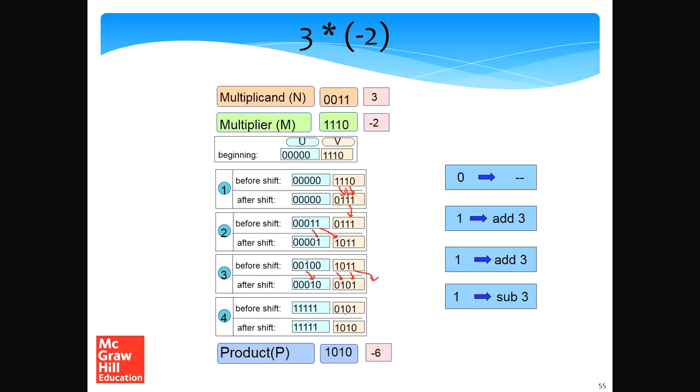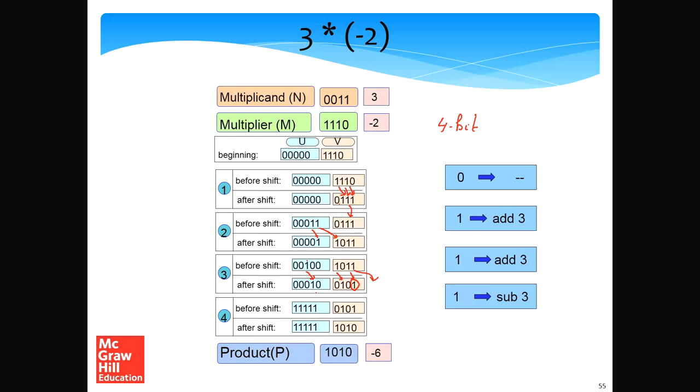Finally, we go to the fourth iteration, which is the fun part. And here we find that the least significant bit of V is 1. And this is the last iteration, right? It's a 4-bit number system and it's the last iteration. Since it's the last iteration, instead of adding the multiplicand, we'll subtract the multiplicand.